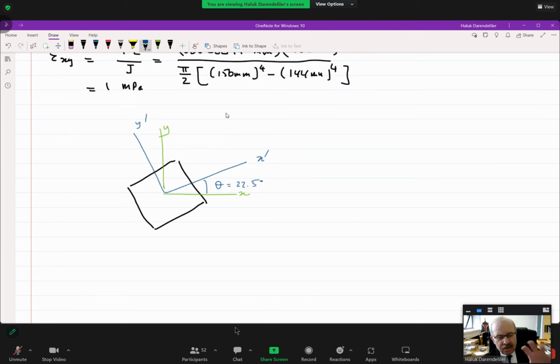When we rotate the element like that, it's very clear that we have a number of stresses on it. Now, we have a normal stress in the y direction.